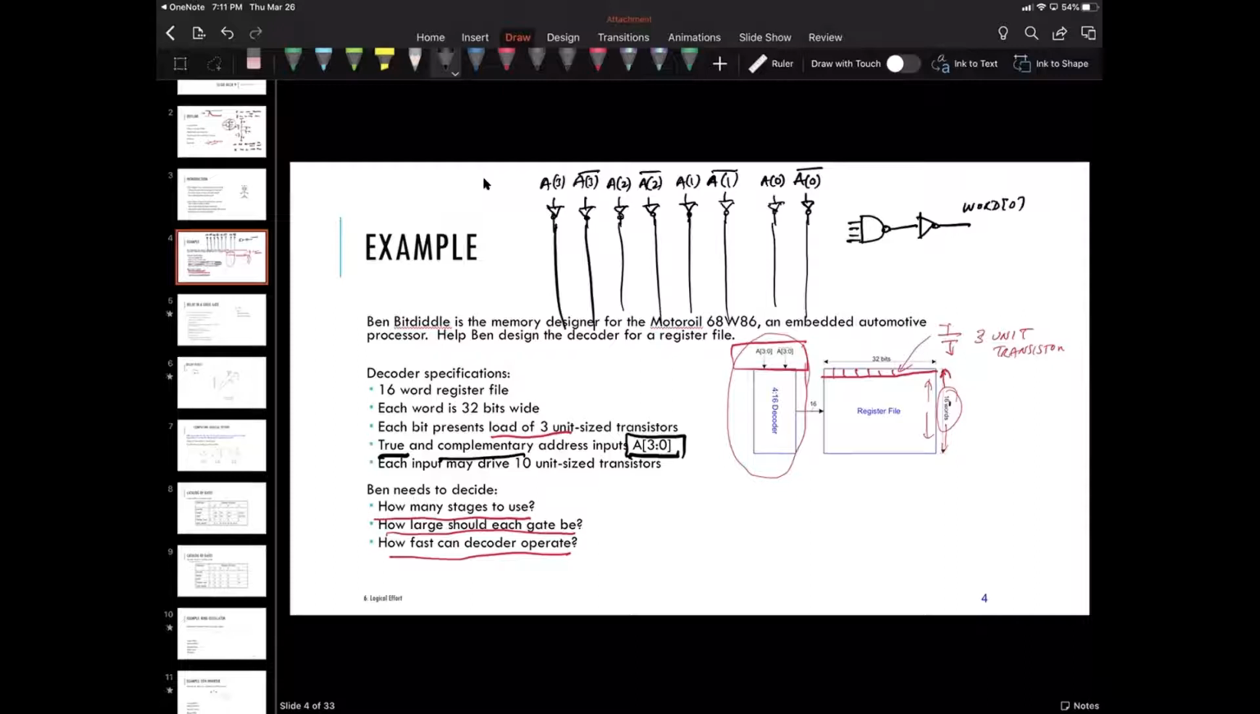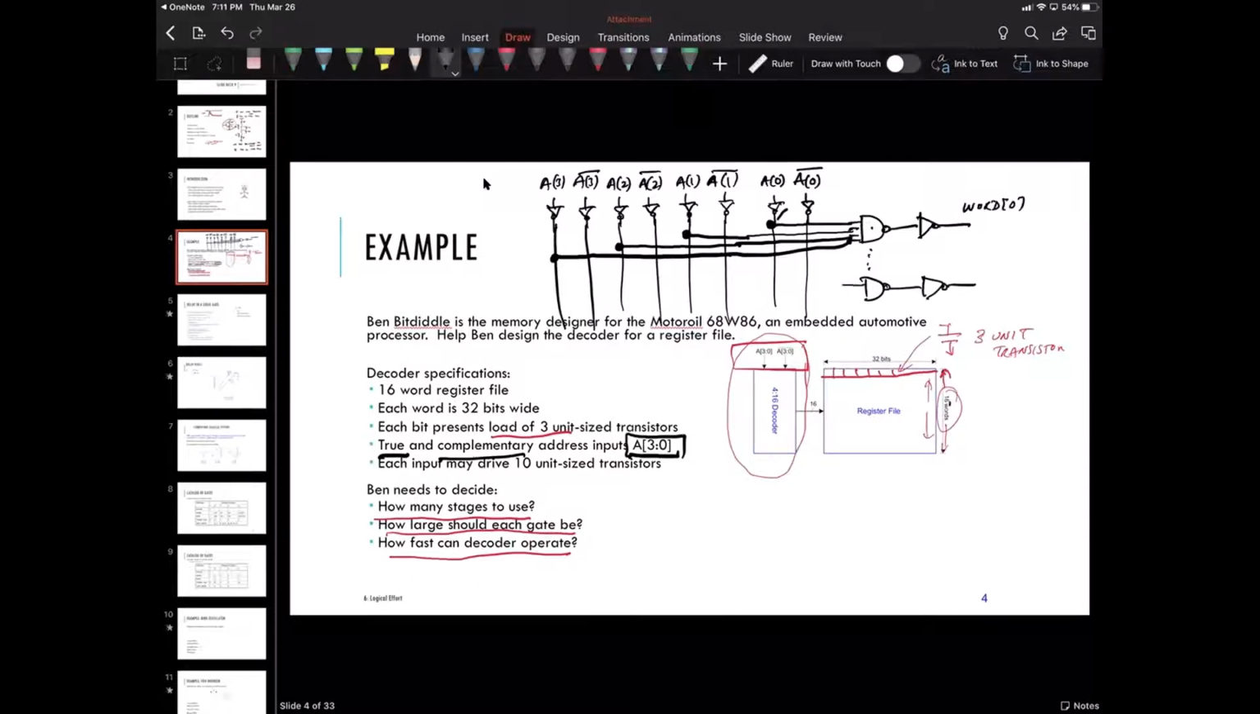Okay, this guy would connect to this one here. Notice this is A0 here, so this would be over here. It'd be A0 bar. That's why I'm connecting it. So this would be A1 bar, this would be A2 bar, and A3 bar, and there'd be 16 of these.